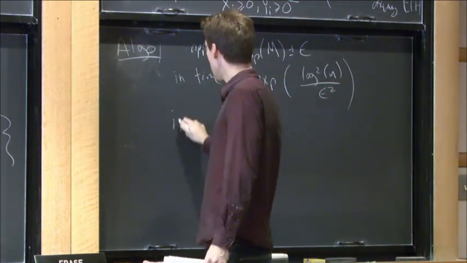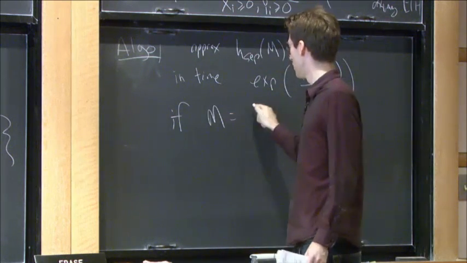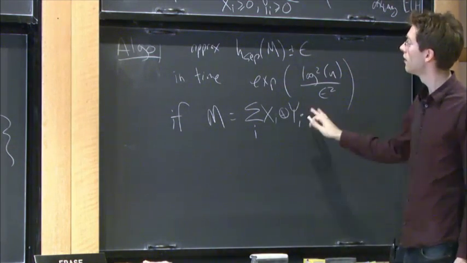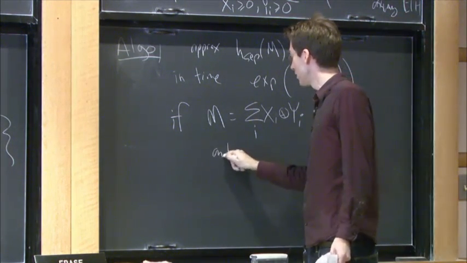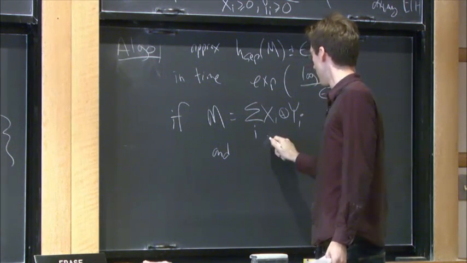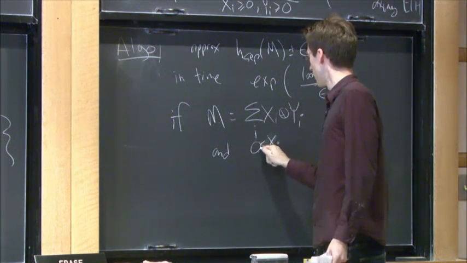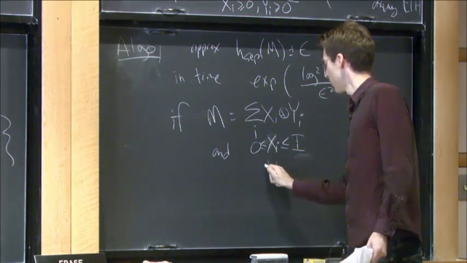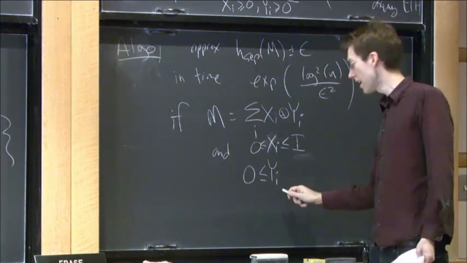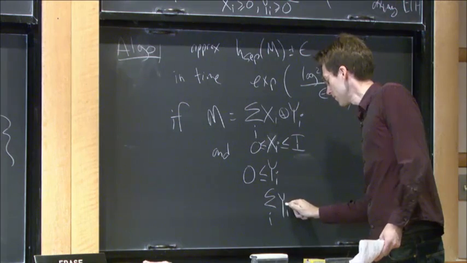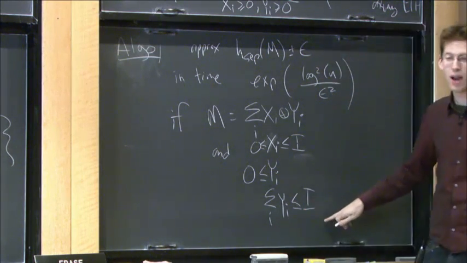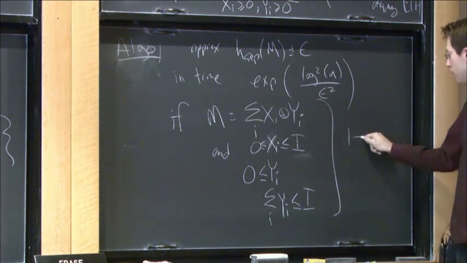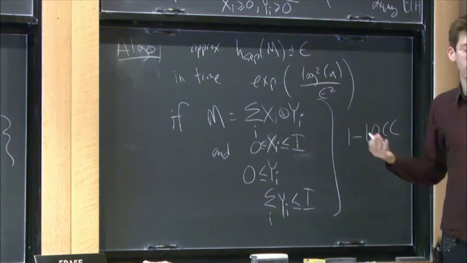But then you have to say, if M is of this form, so far so good, and each xi is in this range, each yi is non-negative, and the sum of the yi's is at most identity. So this is a kind of wacky collection of constraints. And let me try and argue why they're physically reasonable.